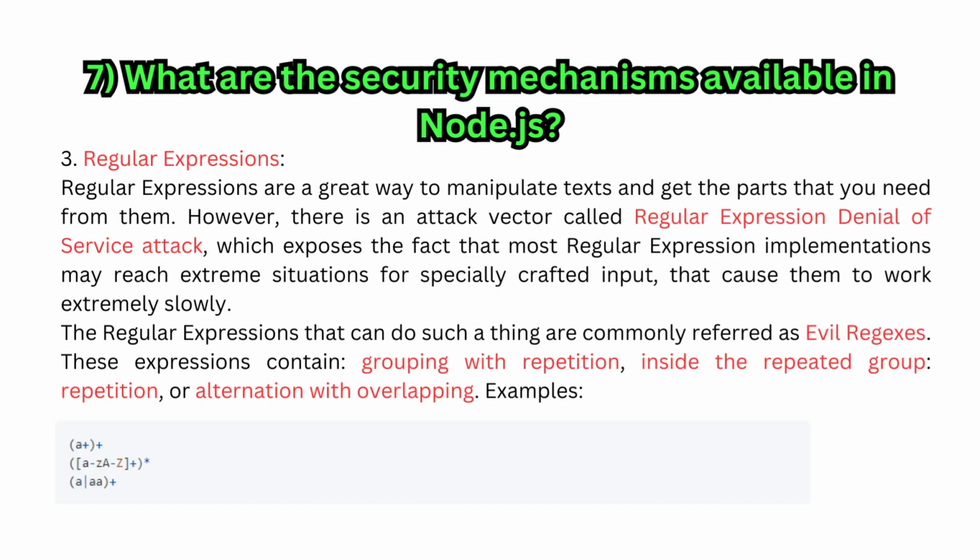3. Regular expressions. Regular expressions are a great way to manipulate texts and get the parts that you need from them. However, there is an attack vector called regular expression denial of service attack, which exposes the fact that most regular expression implementations may reach extreme situations for specially crafted input that cause them to work extremely slowly. The regular expressions that can do such a thing are commonly referred to as evil regexes. These expressions contain grouping with repetition, inside the repeated group repetition, or alternation with overlapping. Here are some examples.